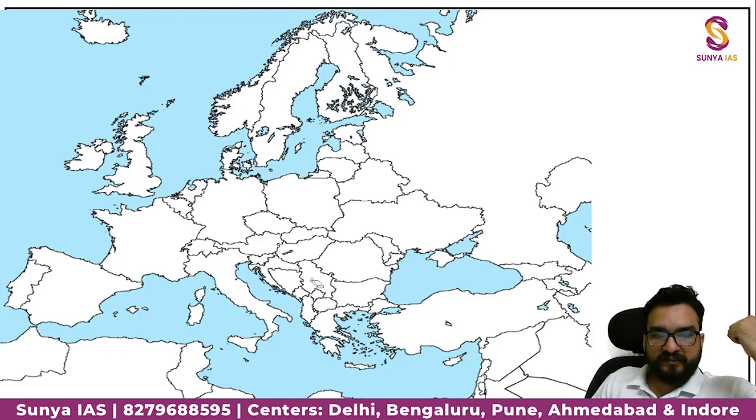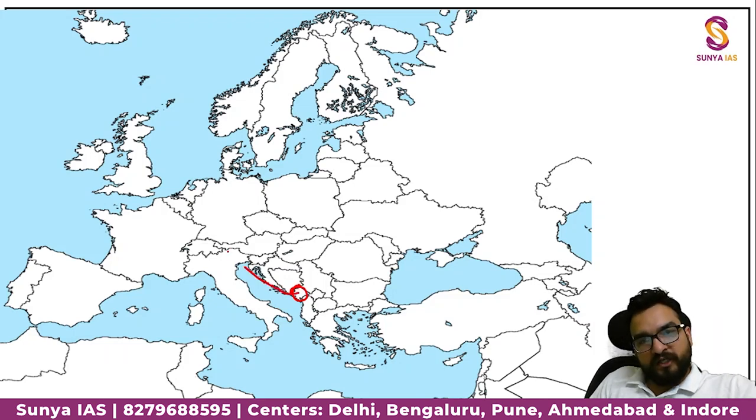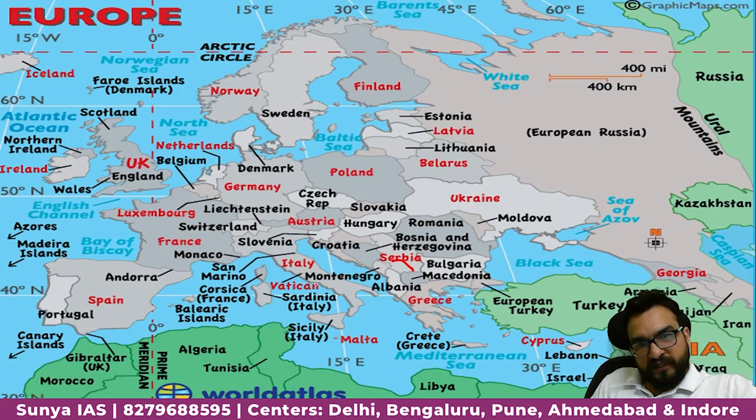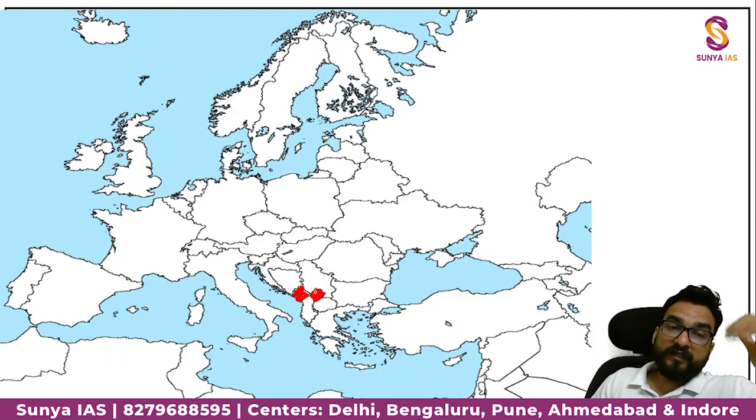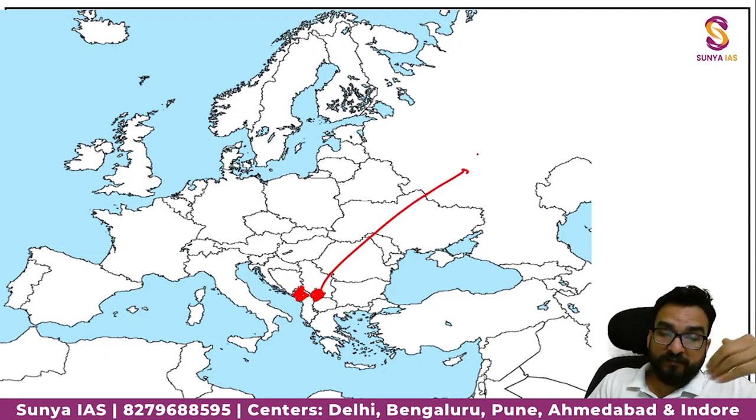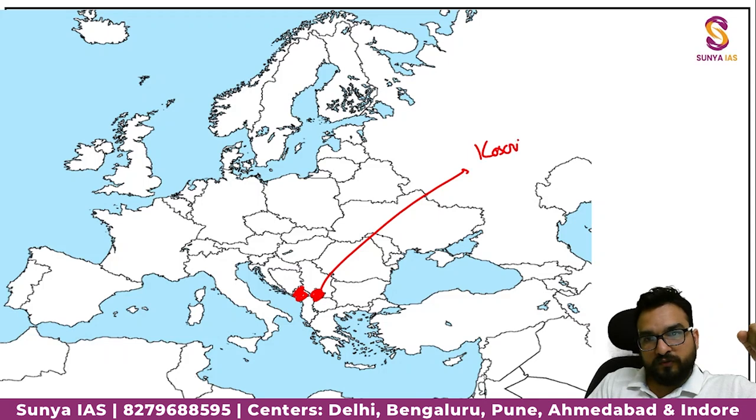So let us understand this. This is your Montenegro, guys. Montenegro, let me show you in the map itself. Can you see Montenegro? Next one you will see Montenegro. This part used to be part of Serbia only, but it has been separated and made a fresh country, a new country, that is Kosovo. This is your Montenegro.